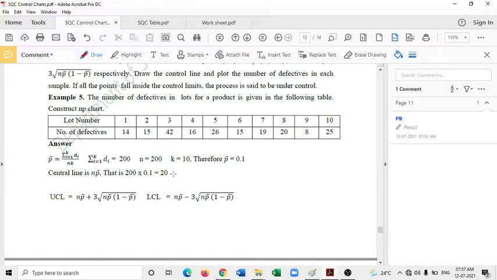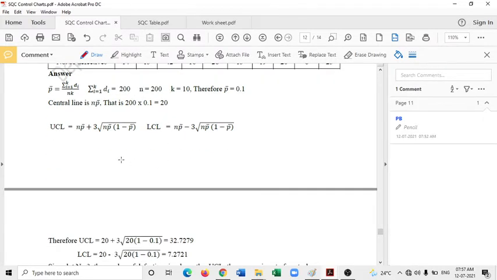NP bar is 200 into 0.01. N is the number of items in each subgroup and K is the total number of subgroups. That's why it is 20. Now UCL and LCL are given by this equation.